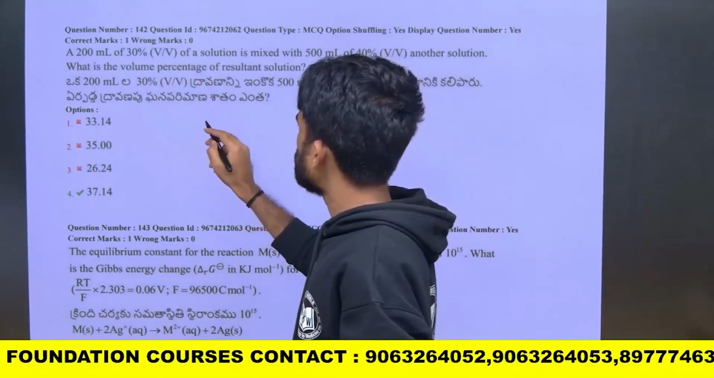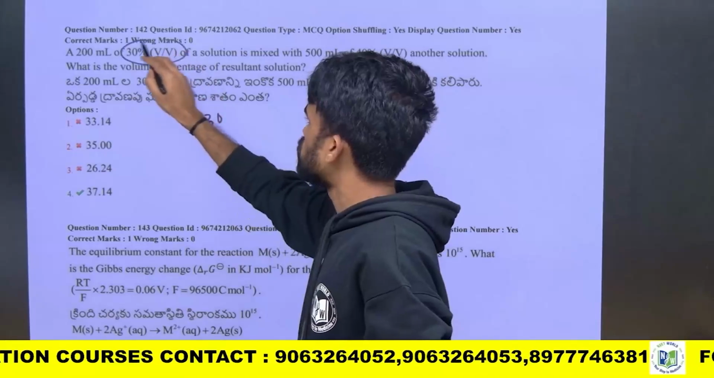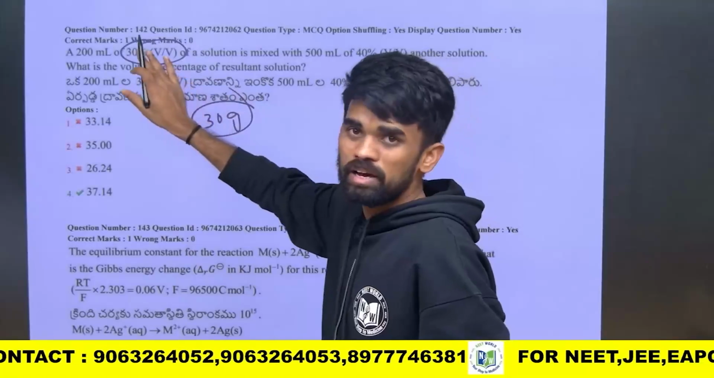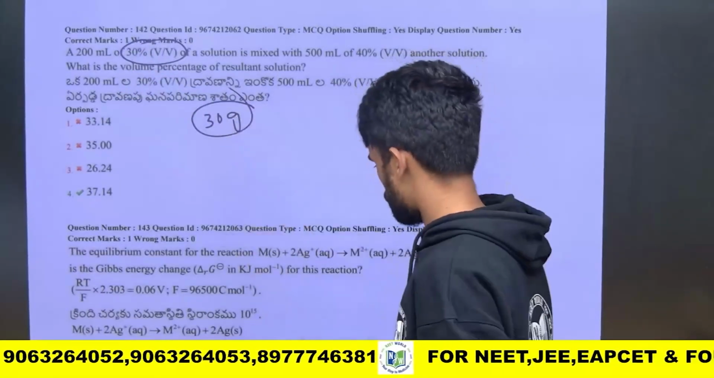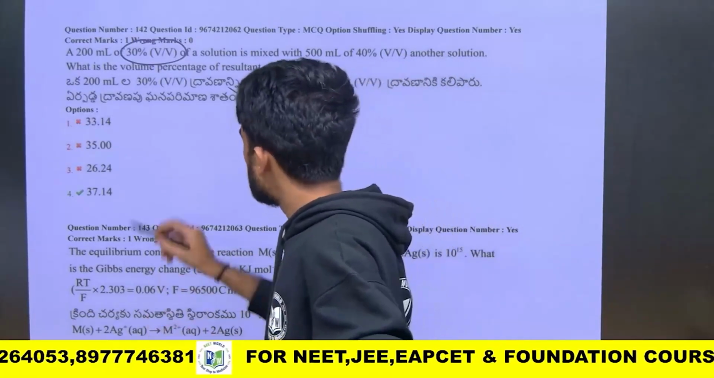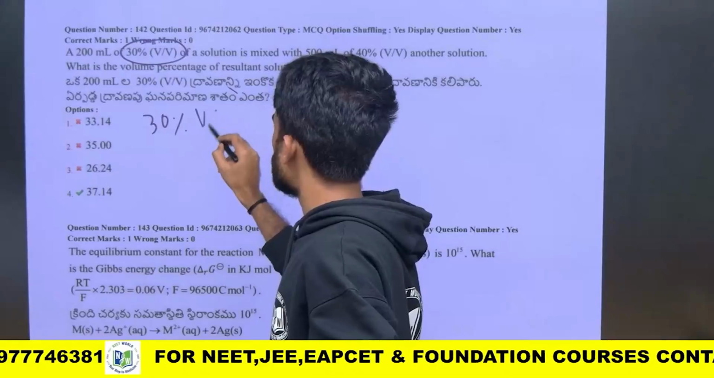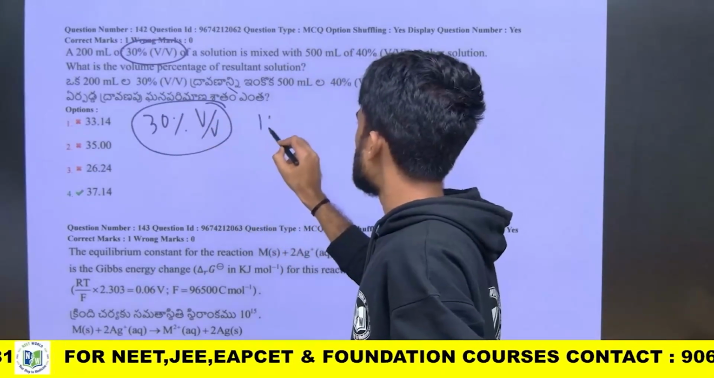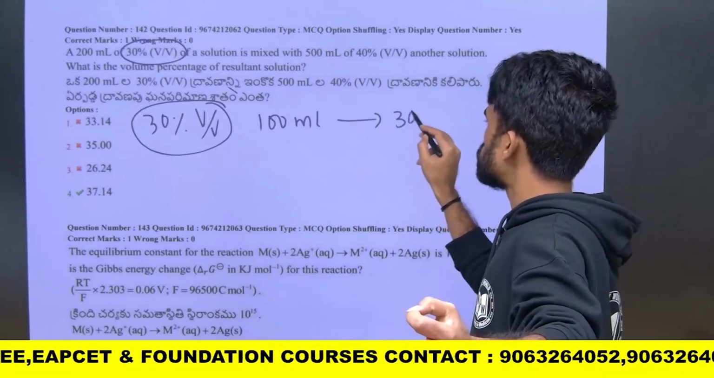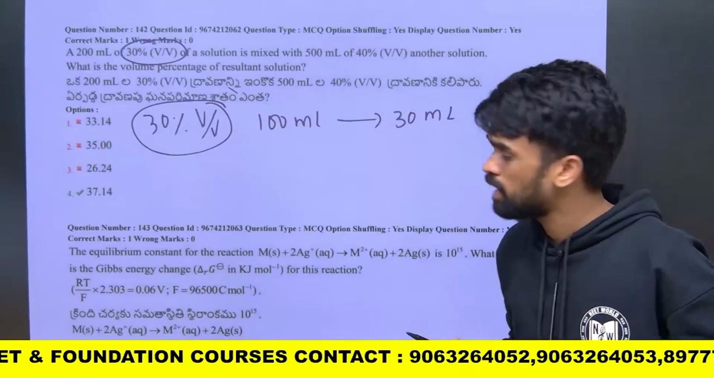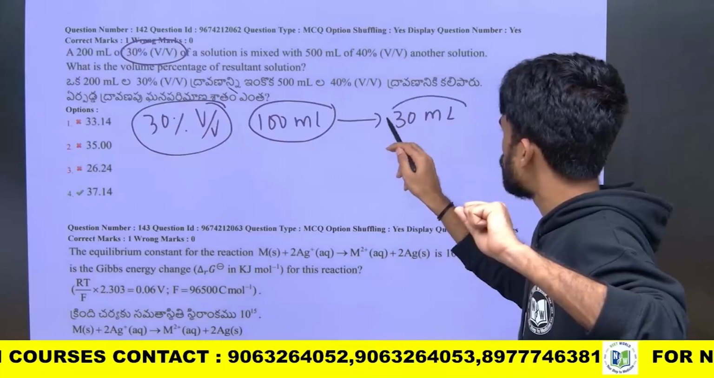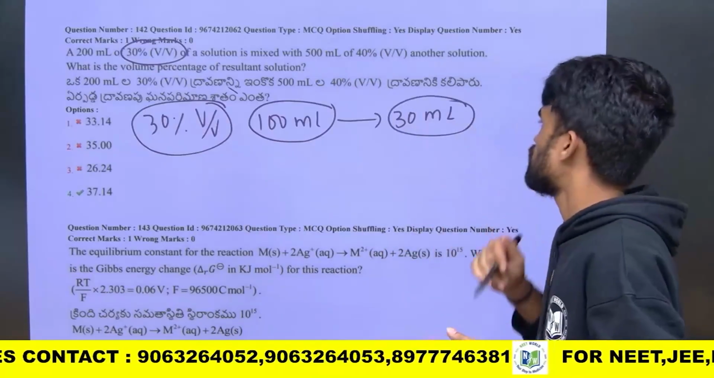Volume by volume: 30% volume by volume means 100 ml of this solution contains 30 ml of solute. See, listen here carefully. Whenever it is mentioned as 30% or some X percent volume by volume, it means in every 100 ml of solution, take any 100 ml of solution, in that 30 ml of solute will be present. I hope it is clear. For every 100 ml of solution, how much solute will be present? 30 ml of solute will be present.